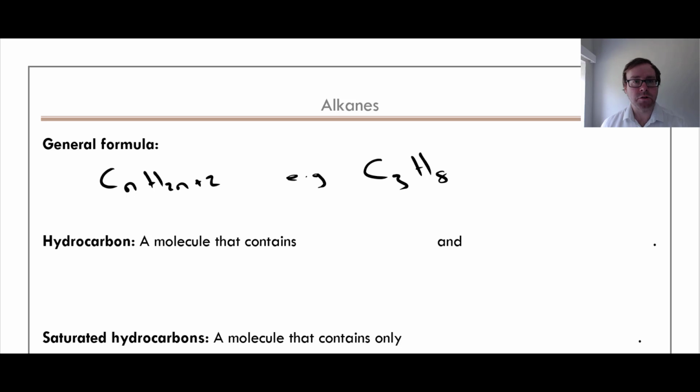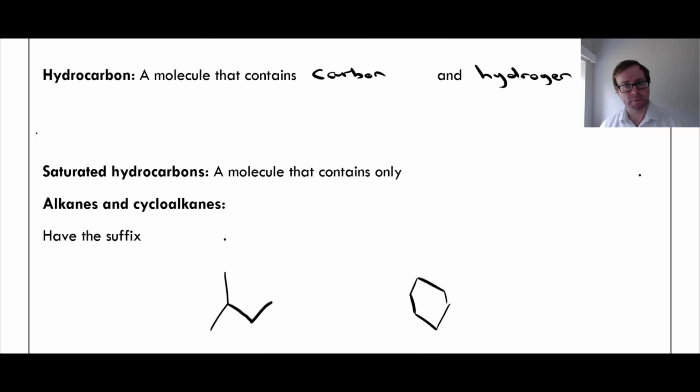Okay, so hydrocarbon, this is a definition: a molecule that contains carbon and hydrogen. I'm just going to change colour now because this is important. You have to write only, so contains carbon and hydrogen only. A saturated hydrocarbon is a molecule that contains, again we've got this word only, single covalent bonds. So in other words, there's no double bonds.